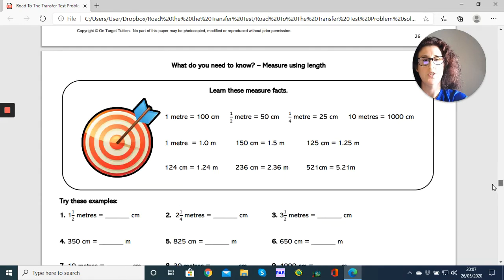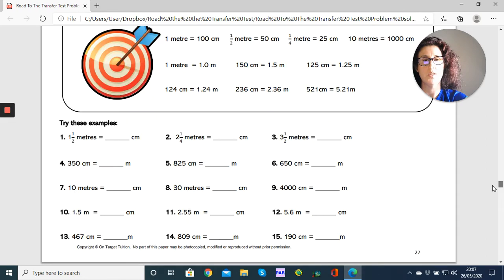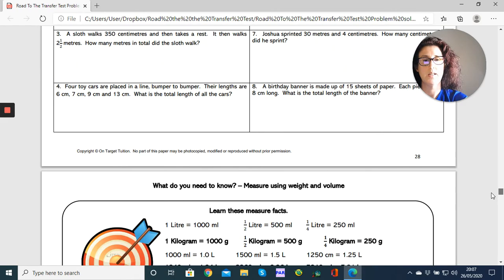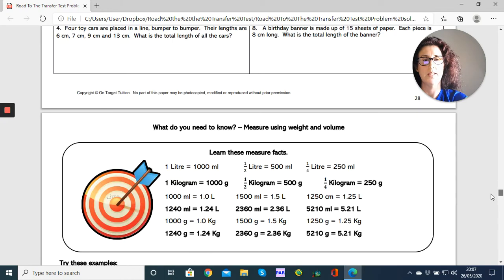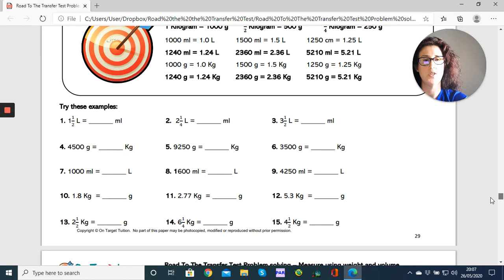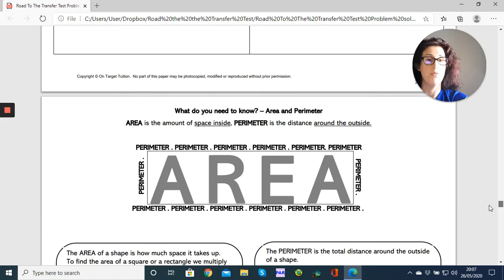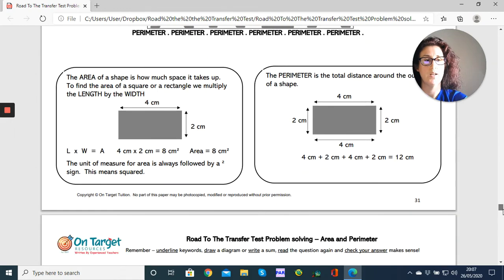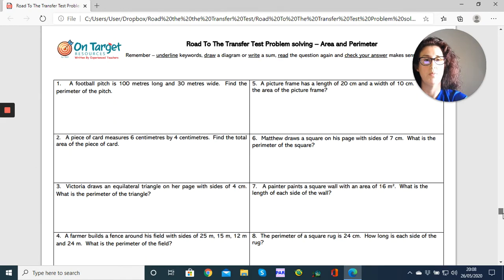Measure using length, so centimeters and meters, and the problems. Measure using weight and volume, so grams and kilograms, litres and milliliters, and the problems. And then we have area and perimeter, so a little section on what area and perimeter are, and then 8 questions on problems for area and perimeter.